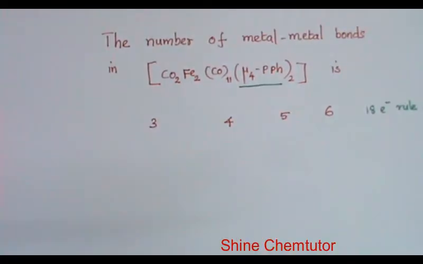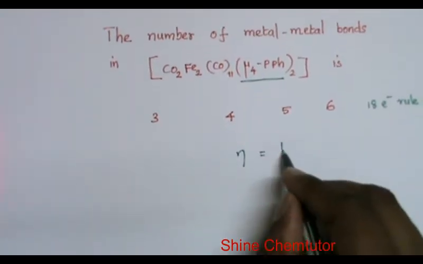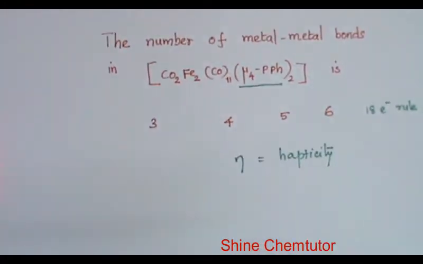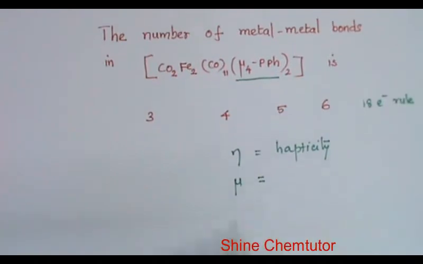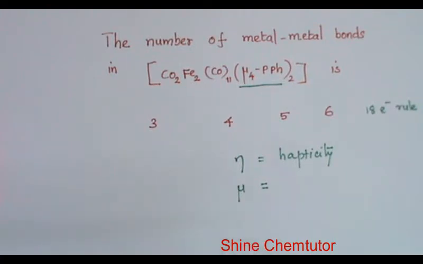Many students may be new to this term, that is mu. What is mu? You may be very familiar with eta. Eta is nothing but the hapticity: how many electrons it donates for the 18 electron count. That is given by eta, but mu is something different. Mu represents the number of metal atoms attached to the ligand, the number of metal atoms to which the ligand has coordinated.